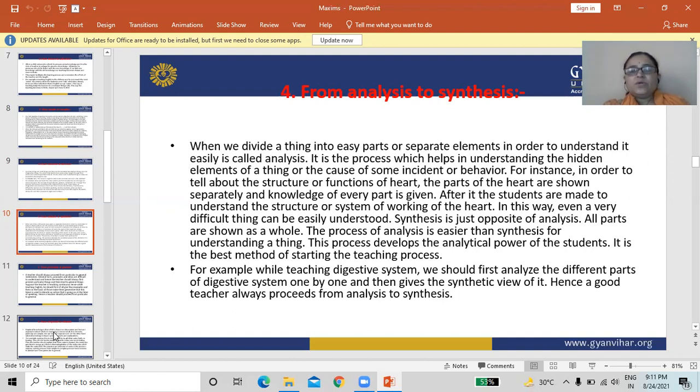For instance, in order to tell about the structure or function of the heart, the parts of the heart are shown separately and knowledge of every part is given. After that, the students are made to understand the structure or system of working of the heart. In this way, even a very difficult thing can be easily understood.